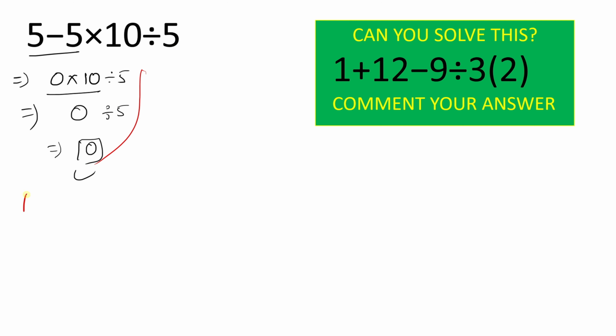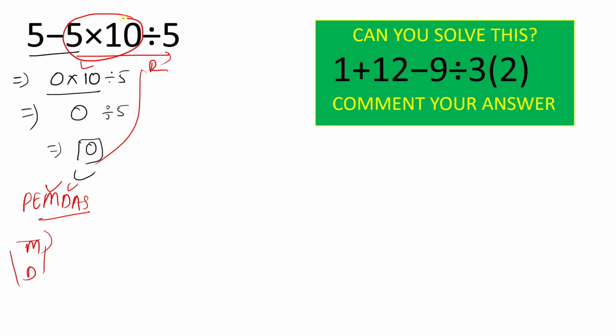We will solve with the help of PEMDAS, or you can say order of operations. So according to order of operations, first we have to do what? Here multiplication and division. And as multiplication and division have the same criteria, we have to solve left to right. So we have leftmost operation, which is multiplication.